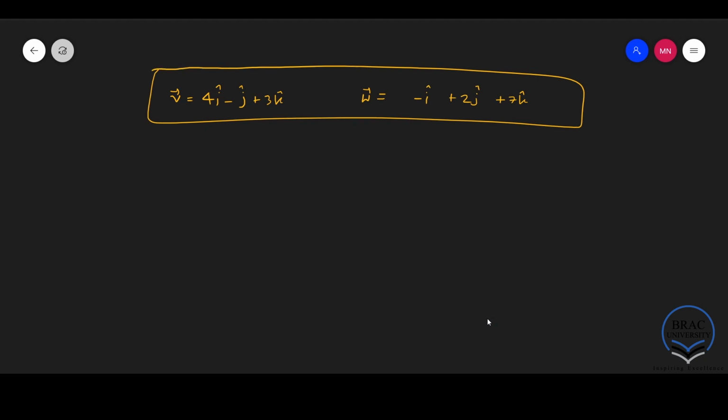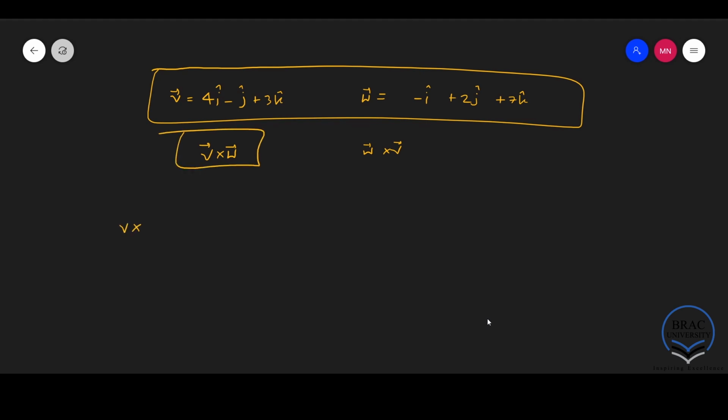So let's take a look at an example. Let's say that we have two three-dimensional vectors v and w. Let's say that the components of v are 4i minus 1j plus 3k. And for w, we have minus i plus 2j plus 7k. So we have these two three-dimensional vectors, and I want to find the cross products of v and w. So I want to find v cross w as well as w cross v, right? So let's start off with this first.